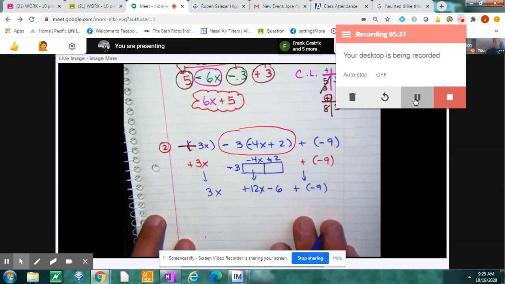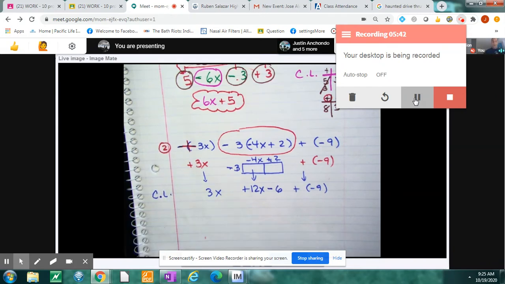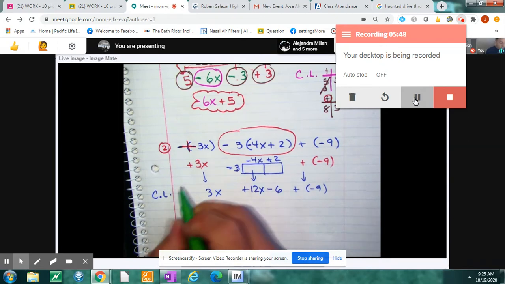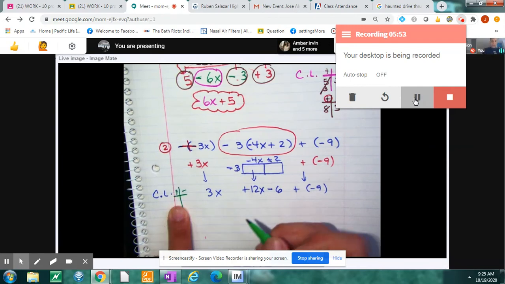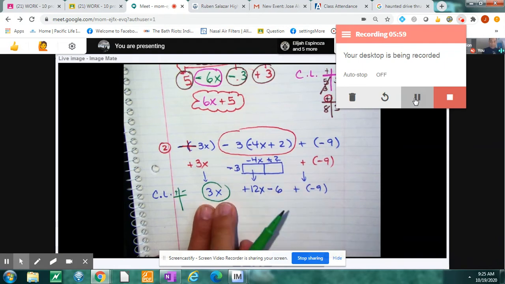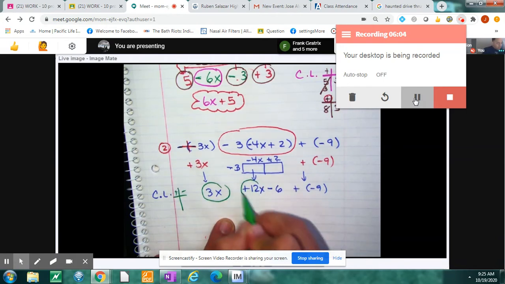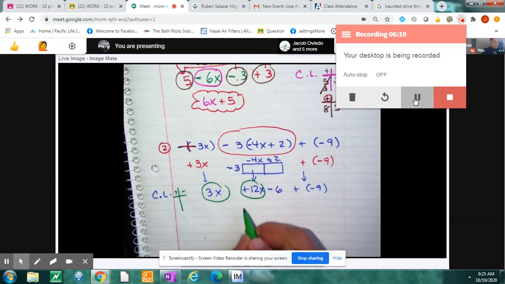So now what do we do? Yeah, combine like what? Jacob, combine like what? Like terms. So the t-chart. So which one are you going to combine with the 3x, Amber? Which one are you going to combine with the 3x? The 12x. The 12x. Very good. So that's 3x plus 12x. That's easy. That's what? 15x. See that? And then what am I going to combine the negatives?